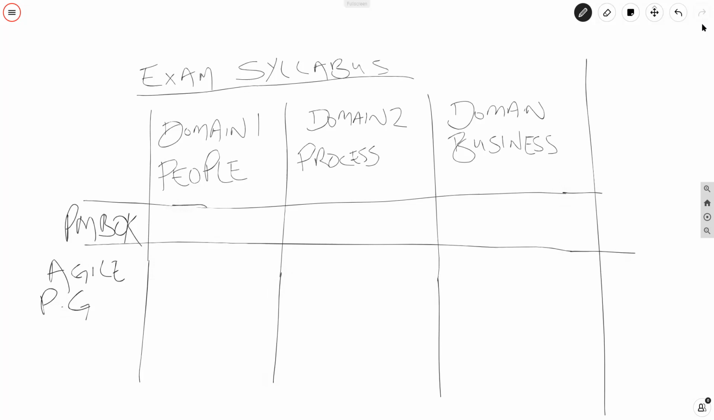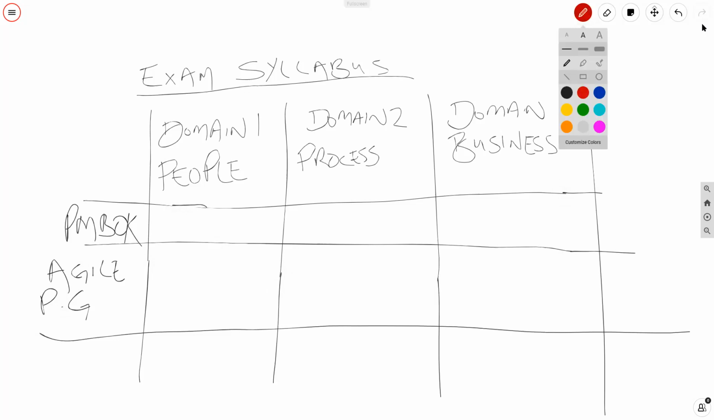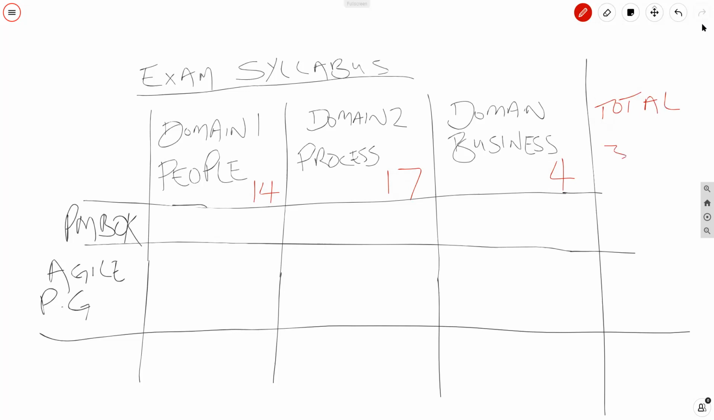Instead, make sure you understand the tasks that are in each domain. For example, the people domain has 14 tasks. The process domain has 17 tasks, and the business domain has 4 tasks. And that gives a total of 35 tasks.